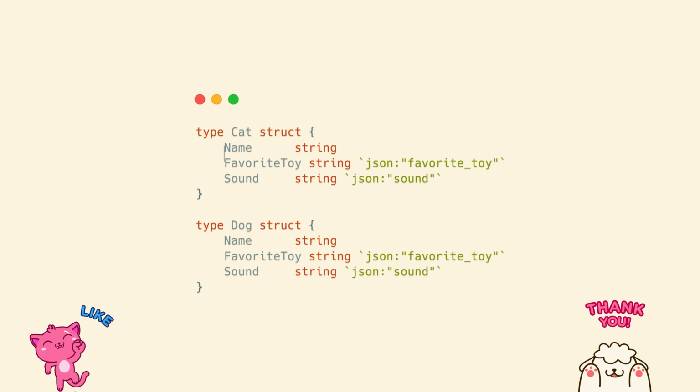Struct tags in GoLang are annotations added to struct fields. They help control how libraries like JSON handle those fields during serialization and deserialization.